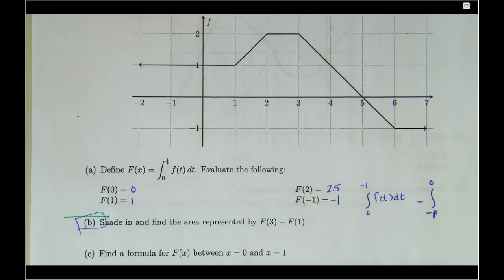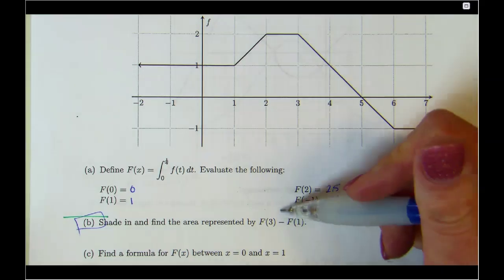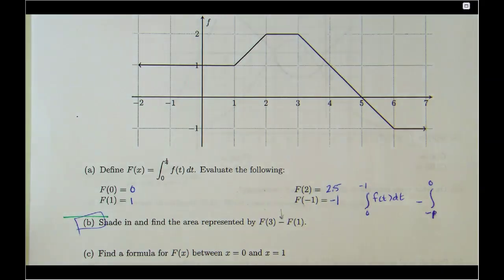Okay, shade in the area represented. It's like f of 3 and f of 1. It's f of 3 minus f of 1. So then you just do... Oh, wait, I think I did a little extra in that. Okay. Because it's 5.5 minus 1.